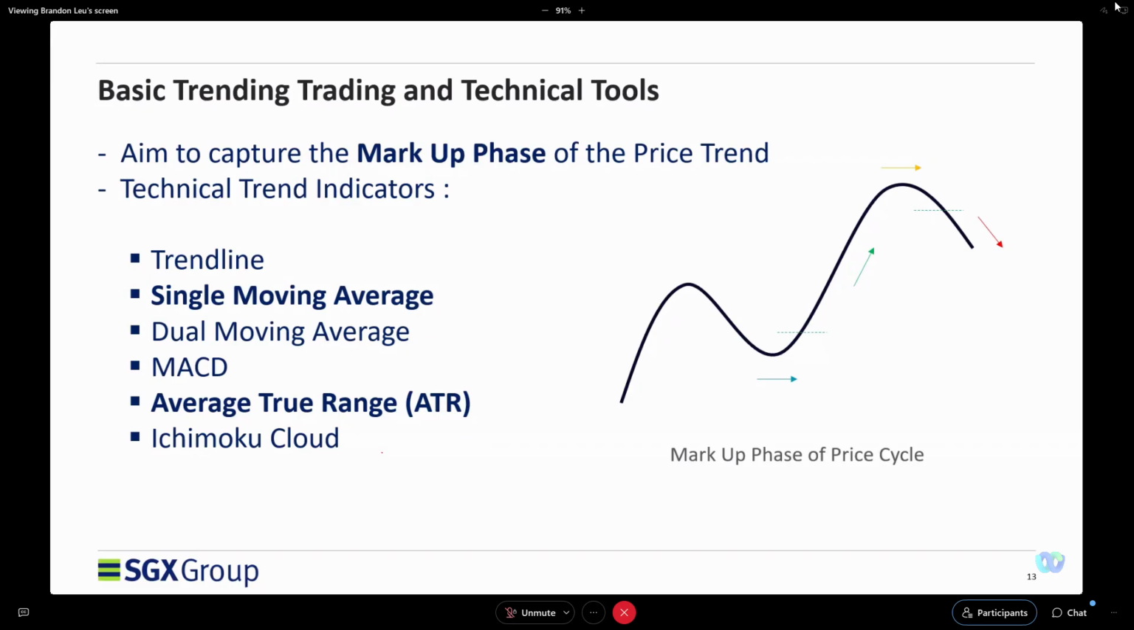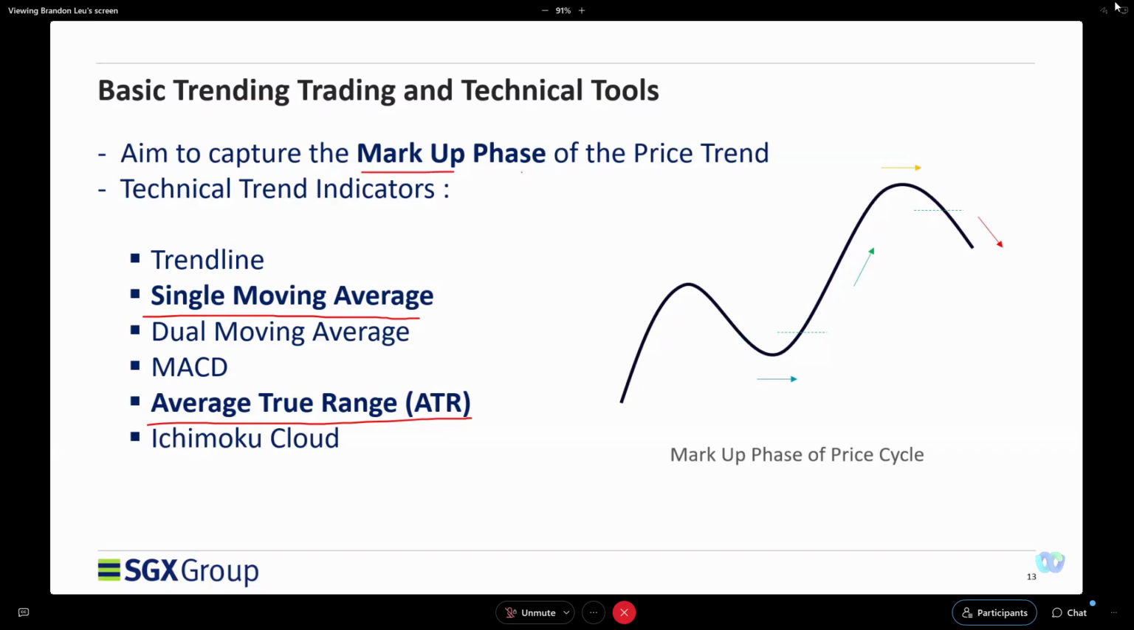And for the smarter ones tonight, you'll see that some of it is bold. Yes, it's the tools that we'll be learning tonight: the single moving average and the average true range, which I will make available to you shortly.